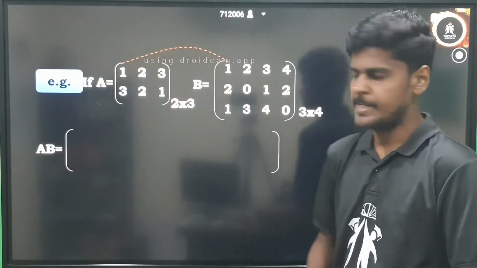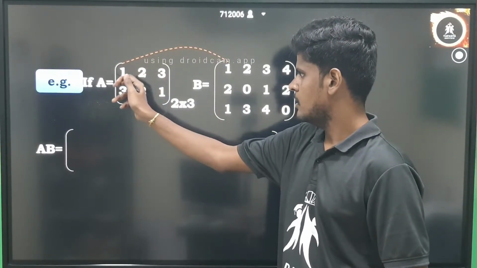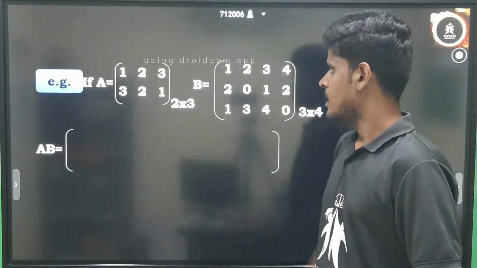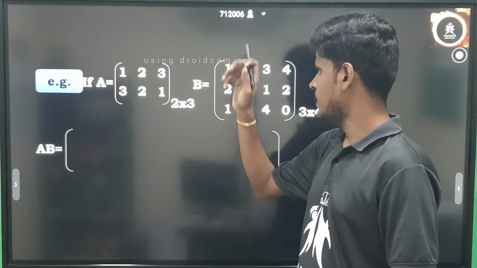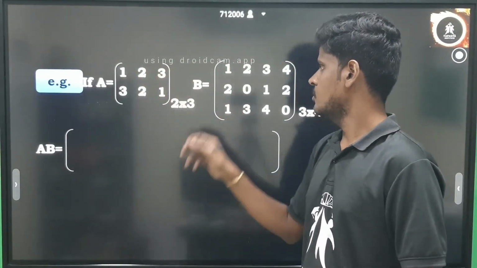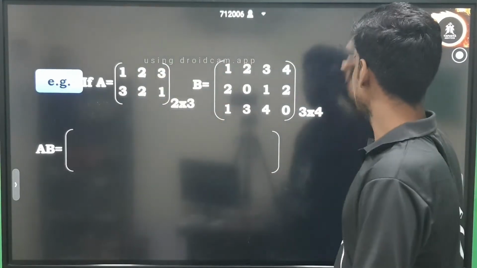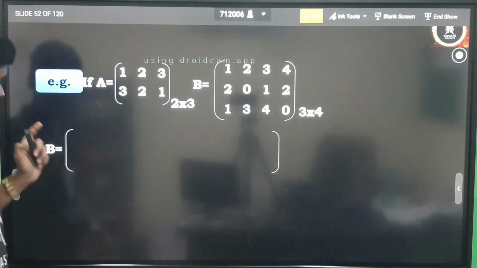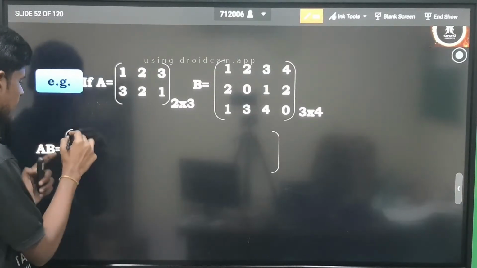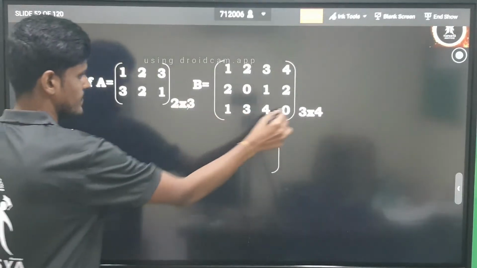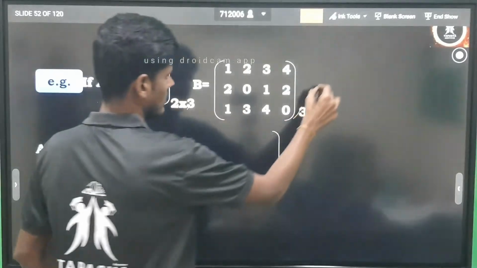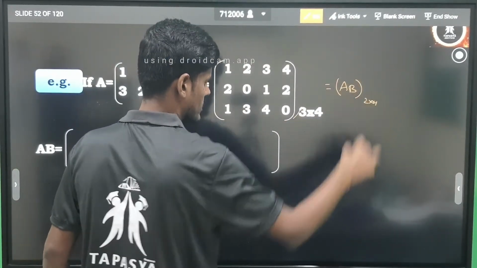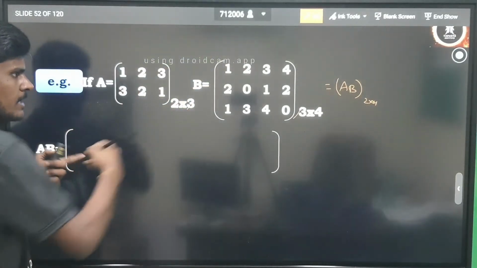And how to multiply? The procedure for multiplication is as simple as just multiplying corresponding rows and columns of both matrices. Take the elements A11, B11, A12, B21. Multiply in corresponding order. What is the matrix AB? Suppose AB11. What is the order of this matrix? 2 cross 4. AB matrix is of order 2 cross 4. That means there are 2 rows and 4 columns.